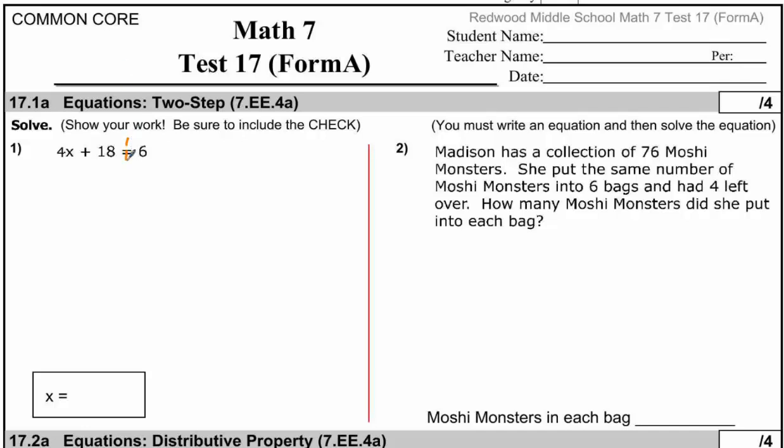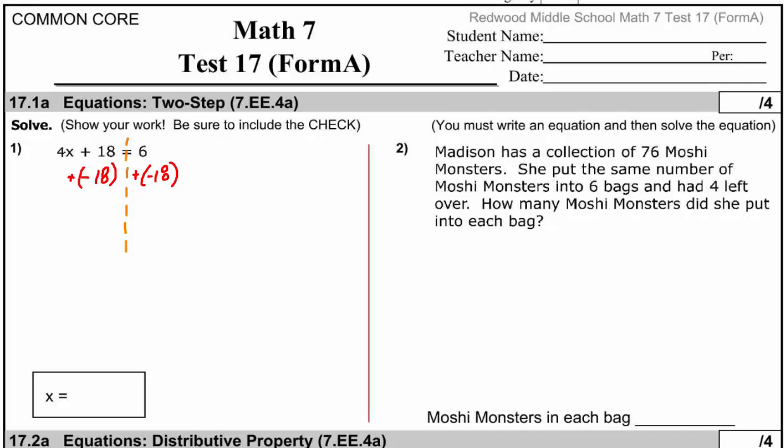Step 1, go ahead and put that line, that reminder line, down. Remember, the reminder line just tells us whatever I do on one side, I need to do on the other. Our first computation step is to cancel out the 18. So we're going to add a negative 18 to both sides.